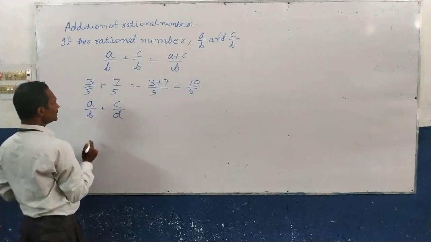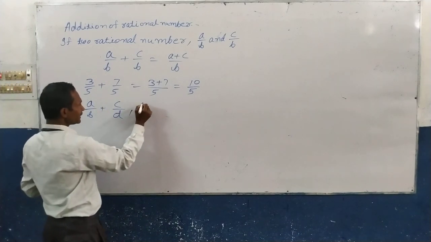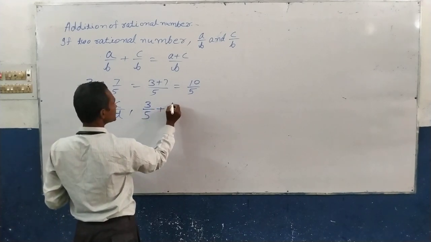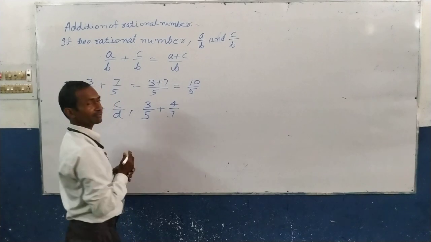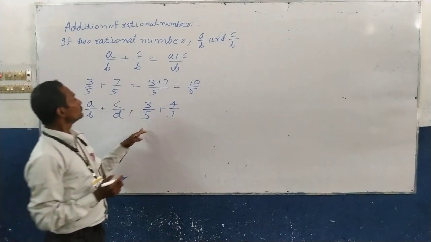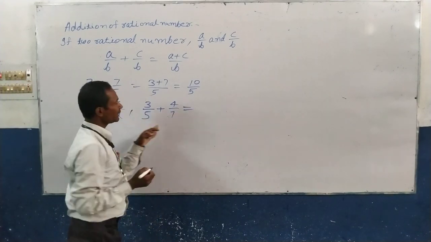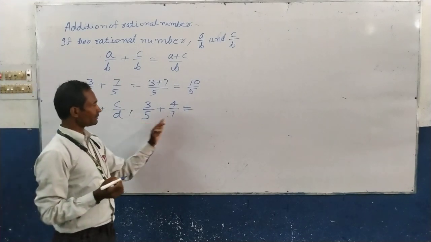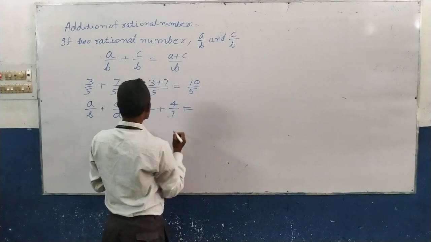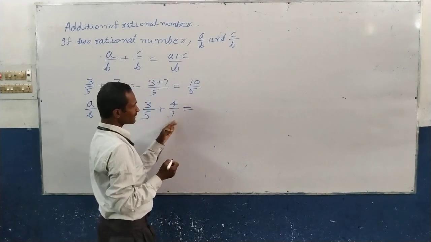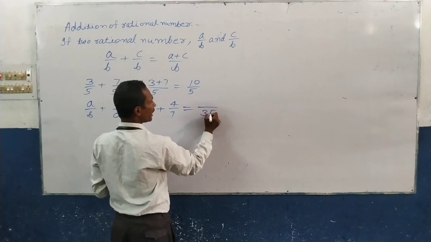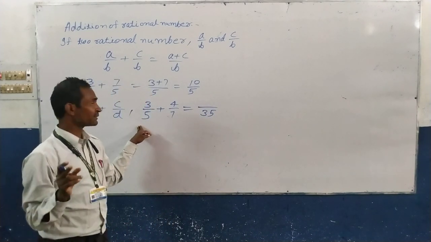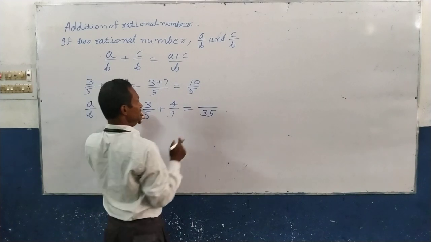A by B and C by D. We can take 3 by 5 plus 4 by 7. Now, first of all, we can find the LCM of the two denominators given. So the LCM of 5 and 7 is 35. Divide 35 by 5 and by 7. So just multiply 7 with 3.